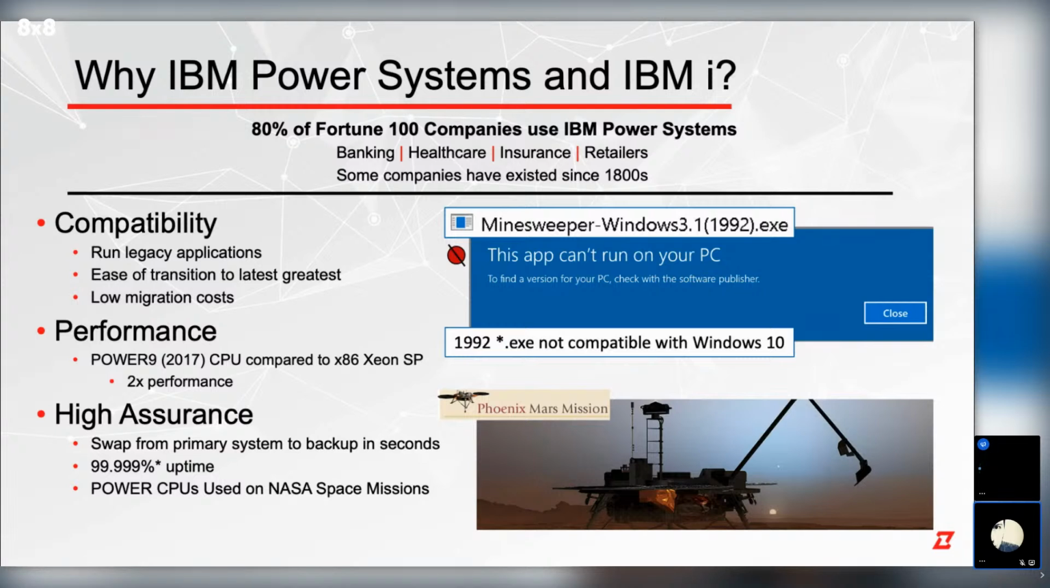One of the selling points is switching from a primary system to a secondary system in just a matter of seconds. And one of the testaments to how resilient their CPUs are is that they are used in a lot of NASA missions. The CPUs are not necessarily the ones that are taken commercially off the shelf. They're really hardened, but it speaks to the importance of, if you send a probe to Mars, there's no technician that's going to be able to be there to repair it or boot it up. So high assurance is very important.